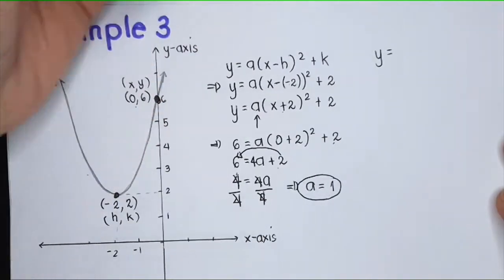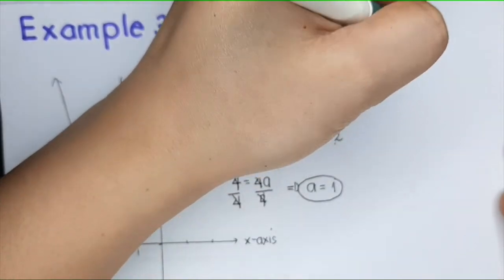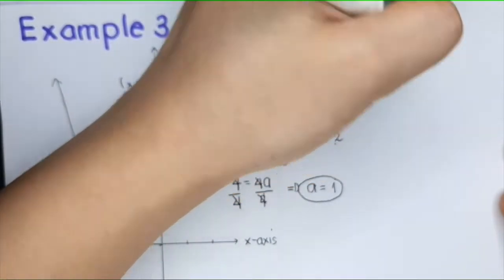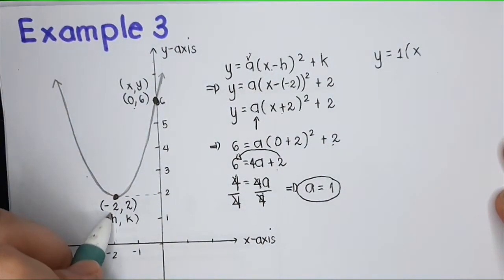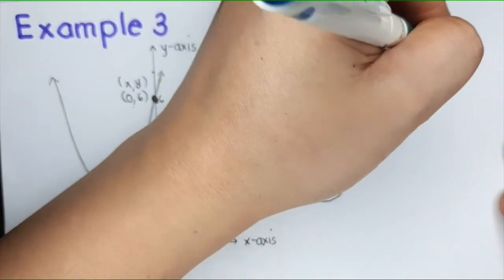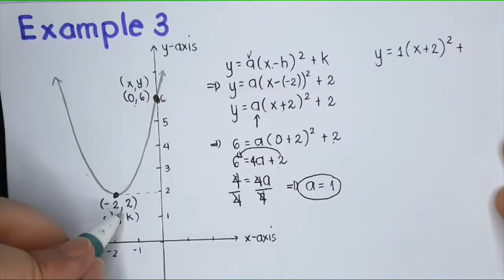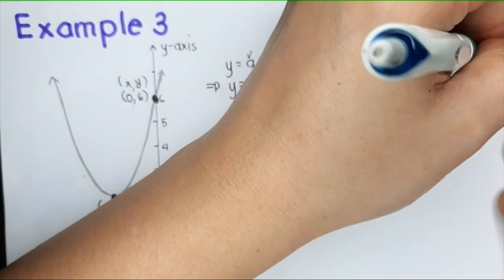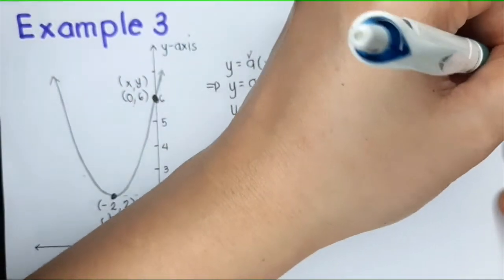is equal to, what is a? It's 1. So, you have 1 times x minus, what is h? Negative 2. So, it's x minus a negative 2. So, it becomes plus 2 squared plus, what is k? 2. Okay? So, this is the vertex form.